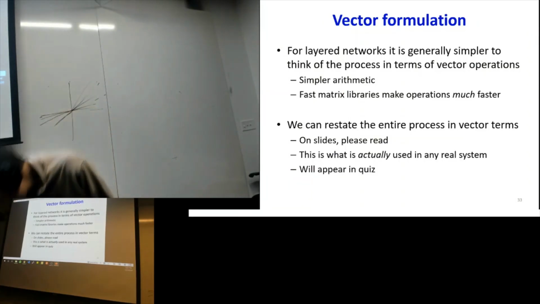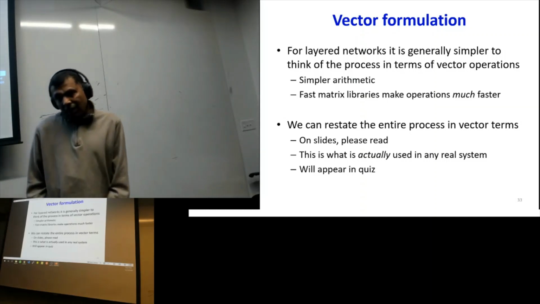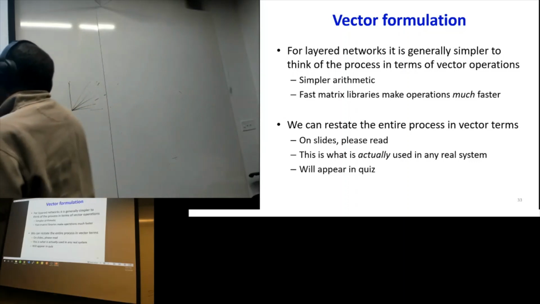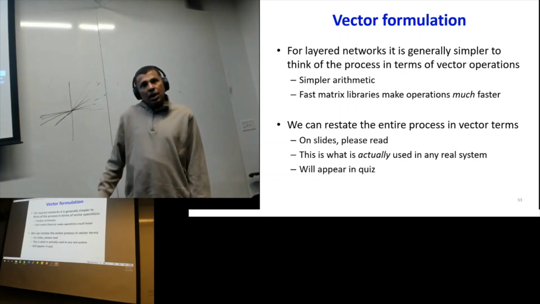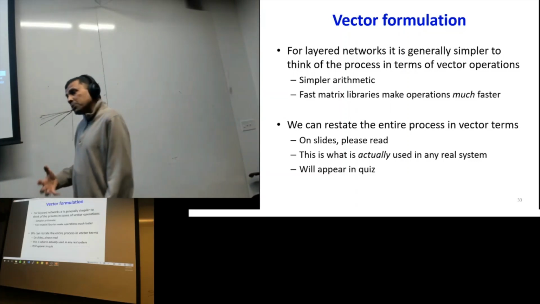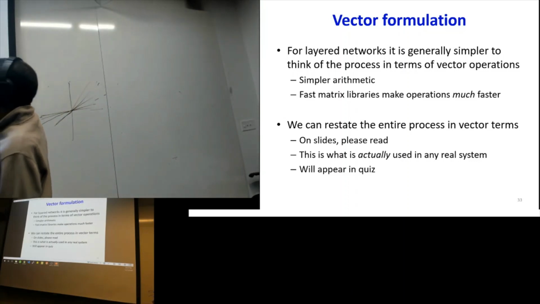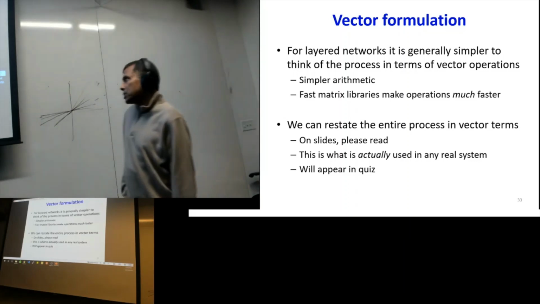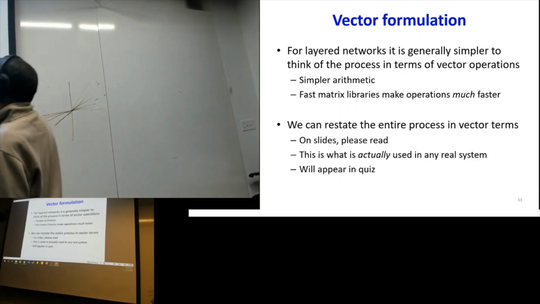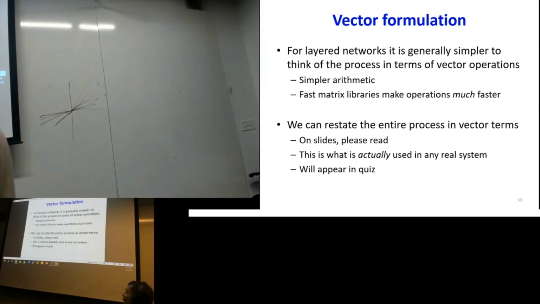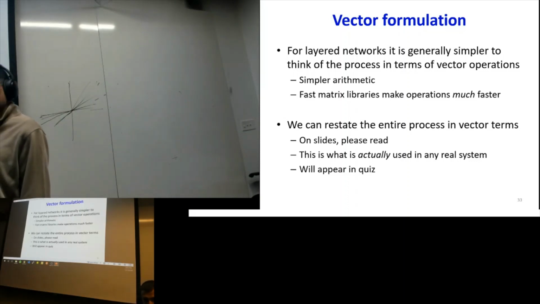Now, the way we presented it, we spoke of everything in terms of scalars. But in practice, it's much more convenient to think not in terms of what happens to individual parameters, but to think of the entire network in terms of vector operations. Specifically for layered networks, it's much simpler to think of the process in terms of vector operations because the arithmetic is simpler, and also you can use fast matrix libraries to make the operations much faster. And we can restate the entire process in vector terms. This is on the slides, so please read it carefully.